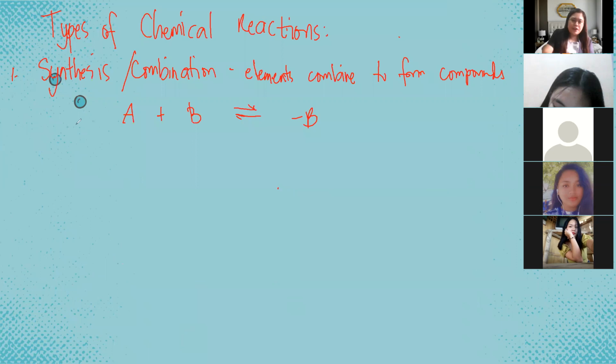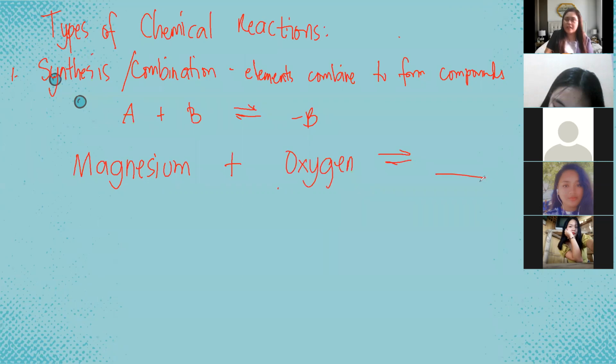So, for example, I'll give you this one: magnesium plus oxygen. I will let you predict the product or the products, if there are many. But definitely this one, there is only one product, just a compound. And then you have to balance the equation. So what you will do, class, is just write the symbols: Mg for magnesium plus oxygen.